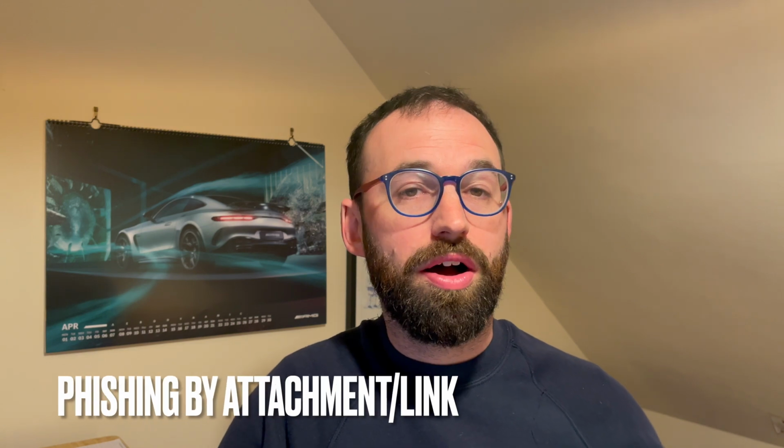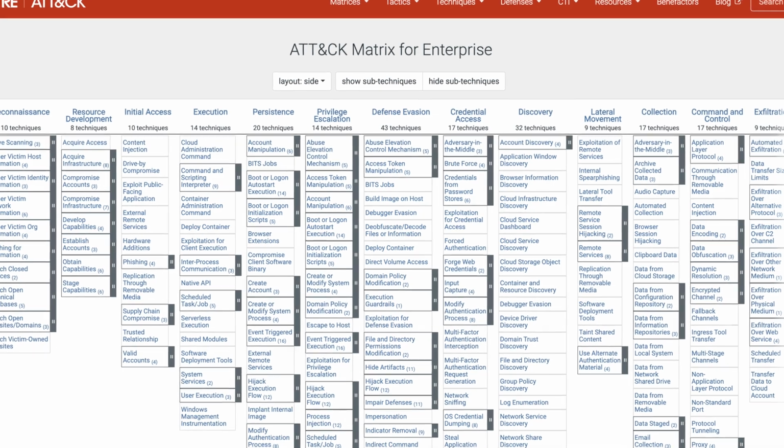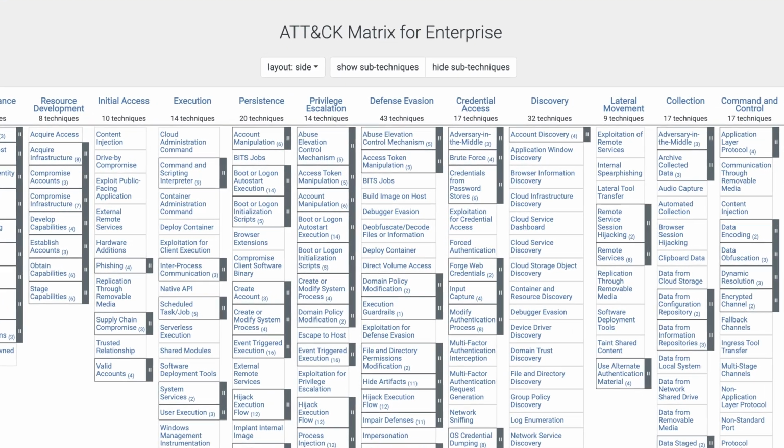So let's talk about some examples of phishing. One of the first ones is phishing by attachment or phishing by link. If you look up the MITRE ATT&CK framework, which is this big taxonomy of different cyber attack tactics and techniques, you'll see them both in there. And they can be used for the same end.